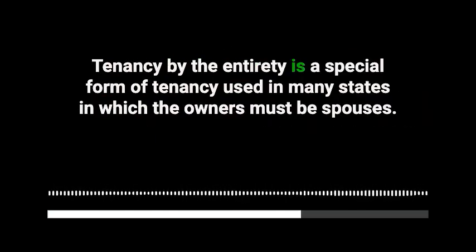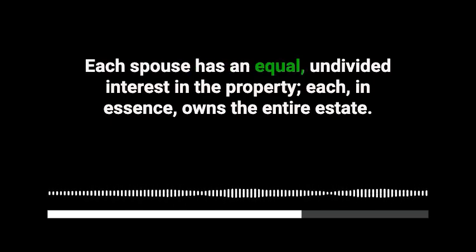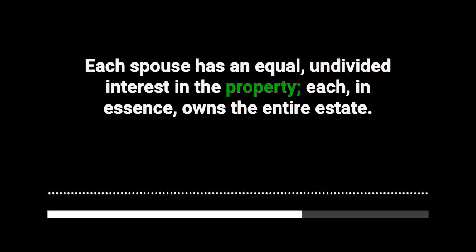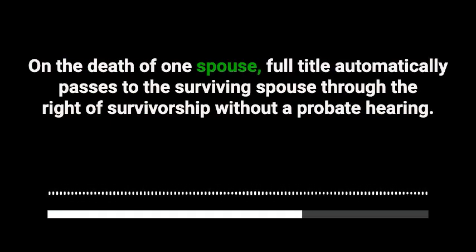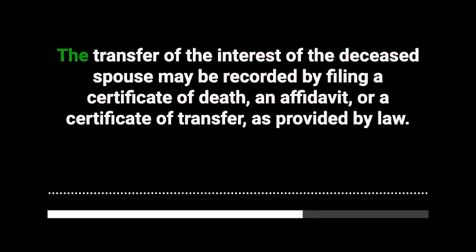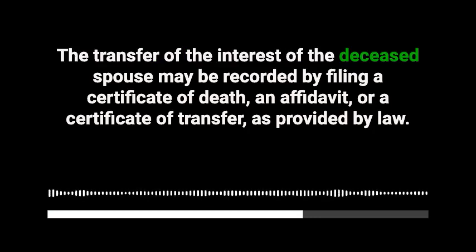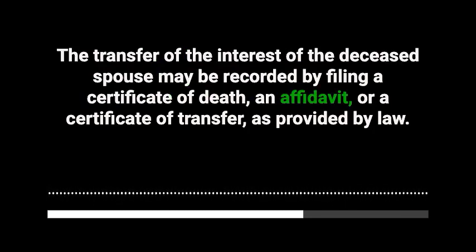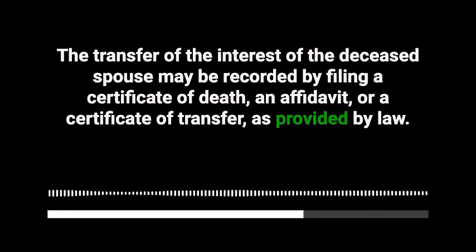Tenancy by the entirety. Tenancy by the entirety is a special form of tenancy used in many states in which the owners must be spouses. Each spouse has an equal, undivided interest in the property. Each, in essence, owns the entire estate. On the death of one spouse, full title automatically passes to the surviving spouse through the right of survivorship without a probate hearing. The transfer of the interest of the deceased spouse may be recorded by filing a certificate of death, an affidavit, or a certificate of transfer, as provided by law.